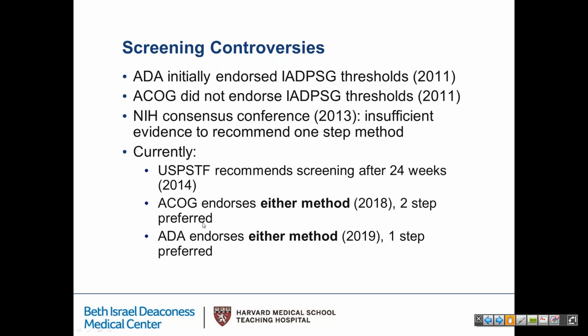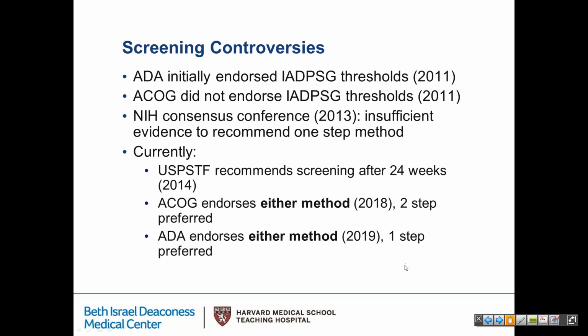So we're at least all on the same page that we should do some sort of screening in the early third trimester. ACOG, in its most recent practice bulletin, has said either method is fine, but the two-step method is really the preferred method based again on the concerns that were raised by the NIH Consensus Conference. The American Diabetes Association has endorsed either method, but really prefers the one-step method because of the likelihood based on international evidence that outcomes are probably better if you treat more people.